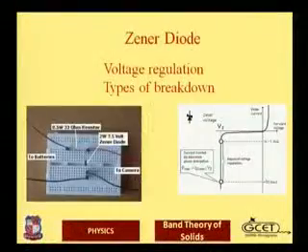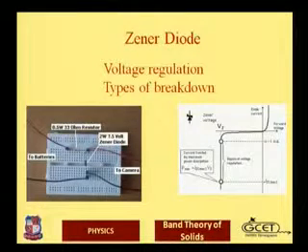We'll continue with the fourth chapter, where we have studied the band theory of solids, the PN junction diode, and somewhat the Zener diode. We have studied the construction of the Zener diode, but we have left out the portion on voltage regulation and types of breakdown. We'll take the types of breakdown first. What are the types of Zener breakdown?